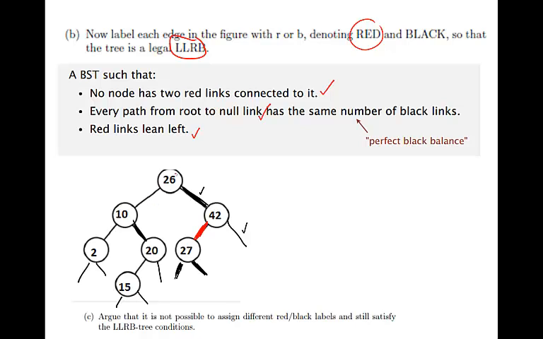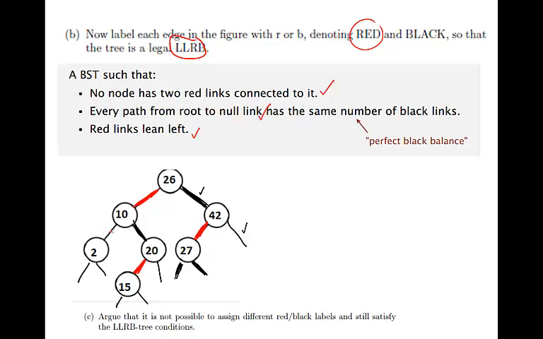Let's make the same argument here. If you look at the number of links from root to here, there are 2 black links already, and therefore this has to be a red link. Let's make the same argument here. The number of links from here to here should be the same. We can only have 2 black links, and therefore these 2 are the black links, and therefore this must be red.